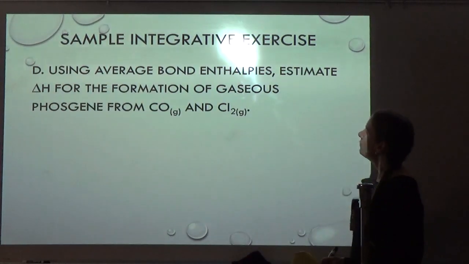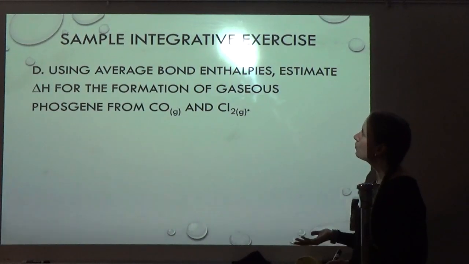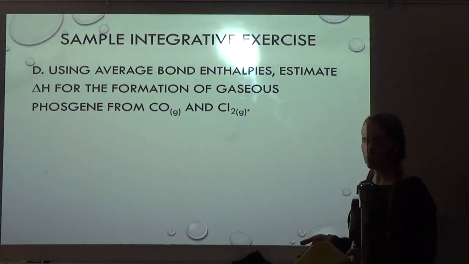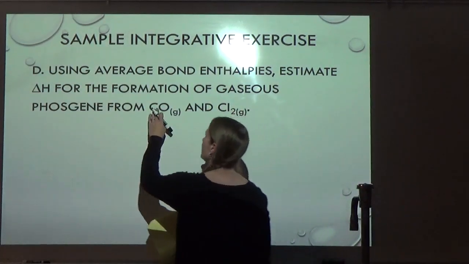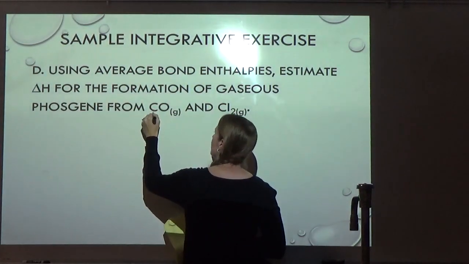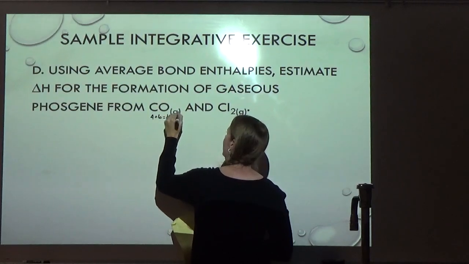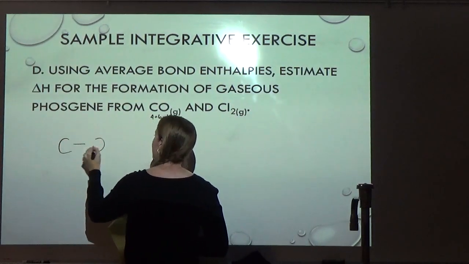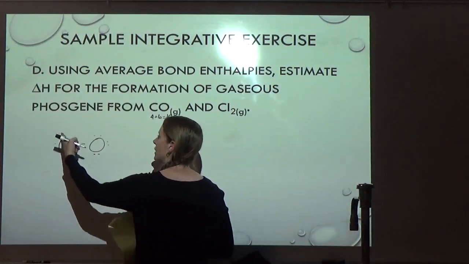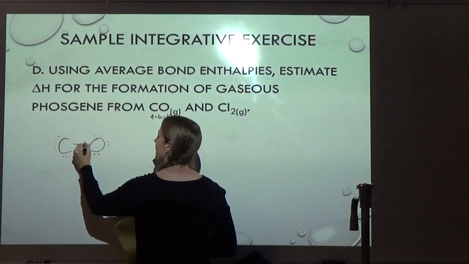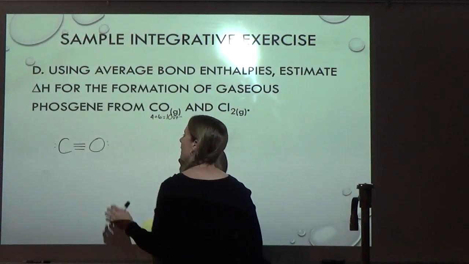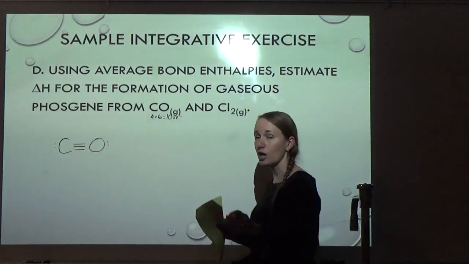Alright, so using average bond enthalpies, estimate the delta H for the formation of gaseous phosgene from CO gas and Cl2 gas. Alright, so y'all, we have CO gas. So CO, okay, I guess we're going to have to draw it. So C is 4, O is 6 for a total of 10 valence electrons. So I would start like this. I would make everybody stable, but I would realize, oh, I'm only allowed 10, and I have 14. I have 4 extras, so I need 2 bonds. So I remove 2 pairs from each one. So there is my carbon monoxide.